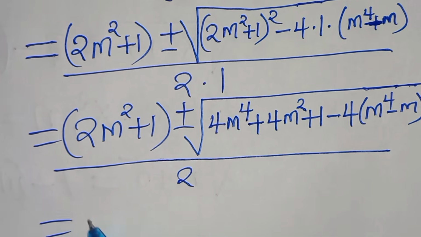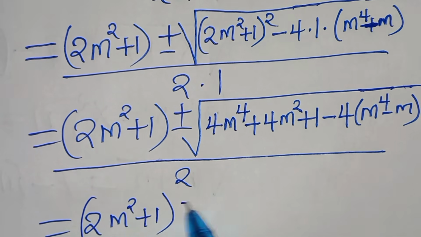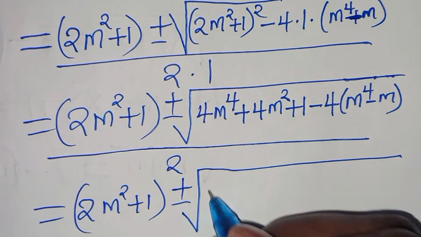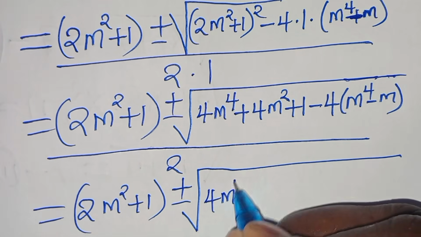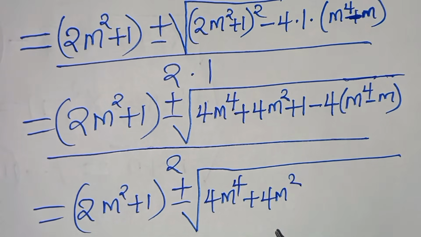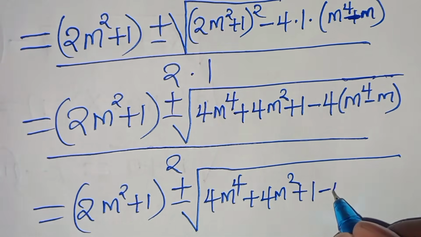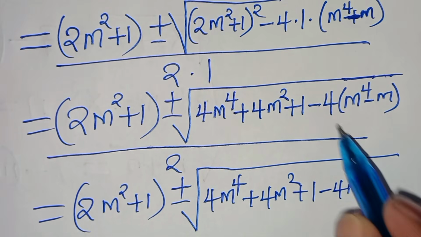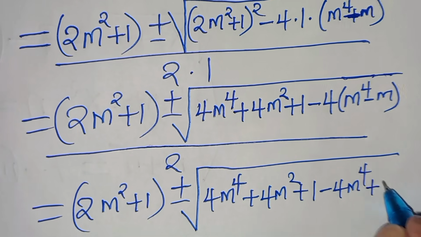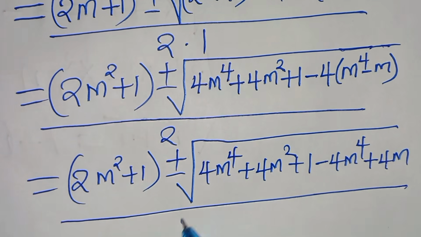So this means we have 2m squared plus 1 plus or minus the square root of, we have 4m to the power of 4, then plus 4m squared, then plus 1. Let's open the parentheses here. So this is minus 4m to the power of 4 minus 4 times minus m. This becomes plus 4m, then divided by 2.